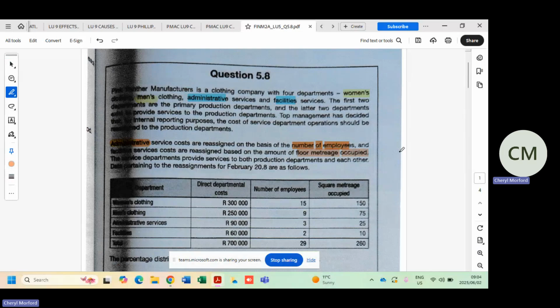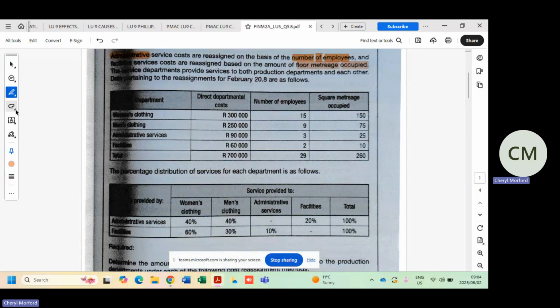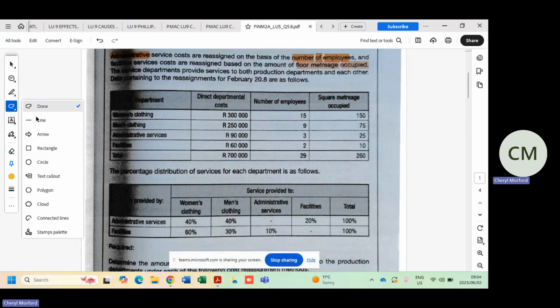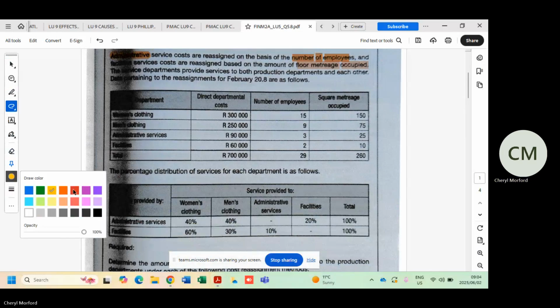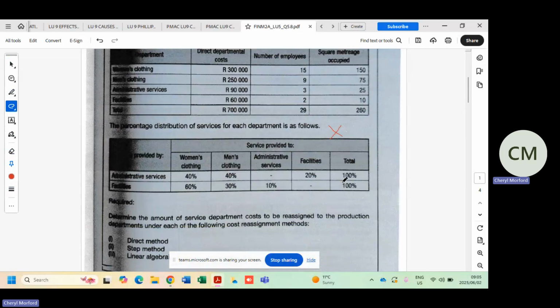All of the relevant information is given there. Right. Then we have some other information down the bottom here, which for the purposes of this question we are going to ignore, because this is applicable to the linear algebraic method, which we're not going to do. So what is our actual question?